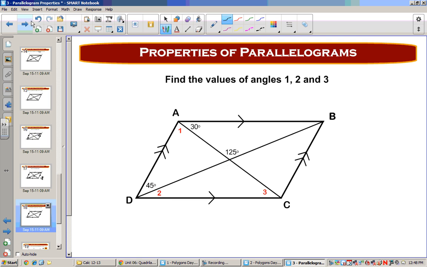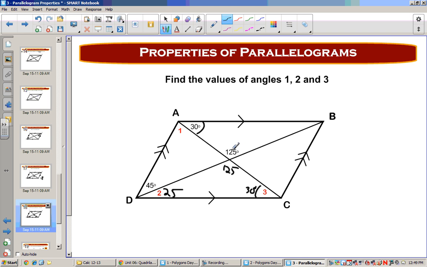Finally, this is more where we want to be at for high school level standards. If this is 30, hopefully you can find that this is 30 by using alternate interior angles. If this is 125, that's going to be 125 by vertical angles. And now we'll add these up and subtract from 180. So that's 155, subtract from 180, and we get 25.